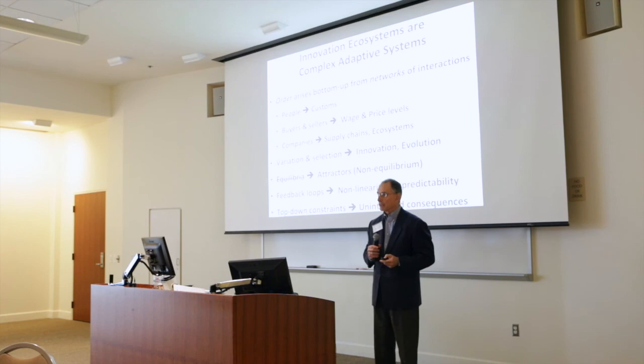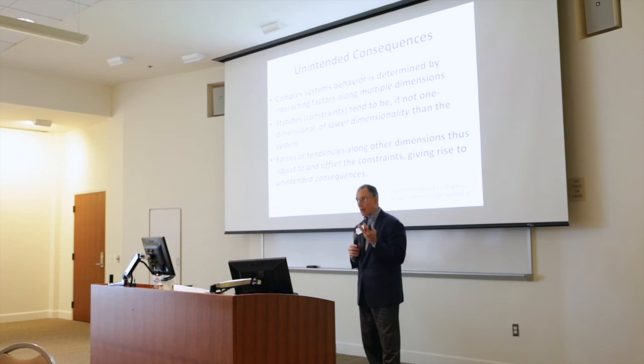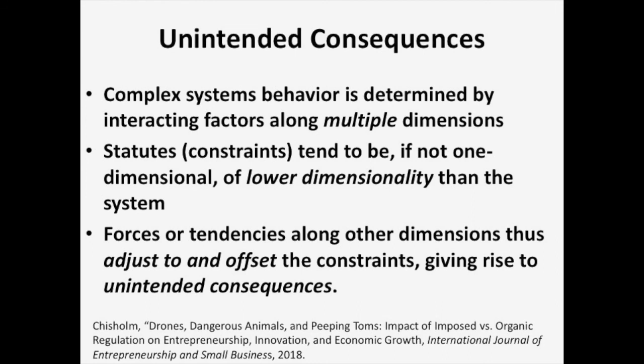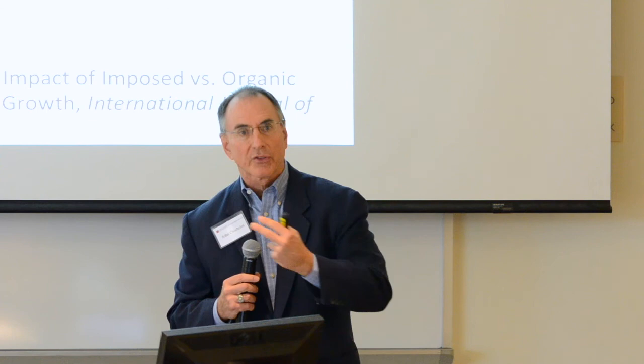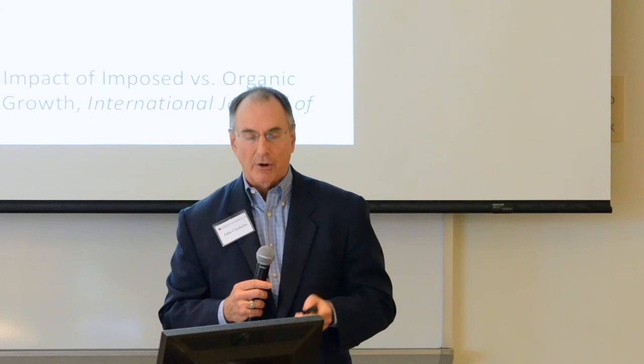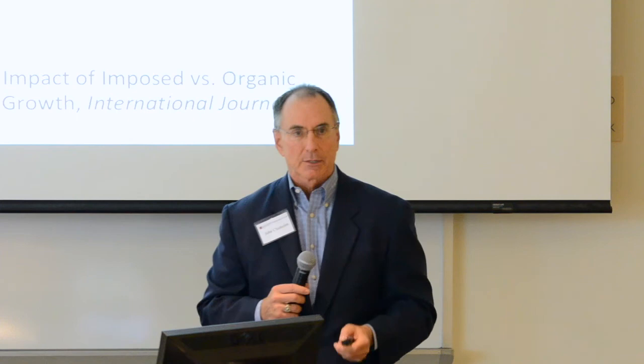Specifically, the unintended consequences arise because the behavior of the complex system is determined by interacting factors on many dimensions. The statutes or constraints tend to be, if not one-dimensional, of lower dimensionality than the system, and then forces or tendencies along the other dimensions, which are not seen, adjust to and offset the constraints, giving rise to the unintended consequences. I say more about this in my article, and I'd be happy to talk more about it later if you wish.